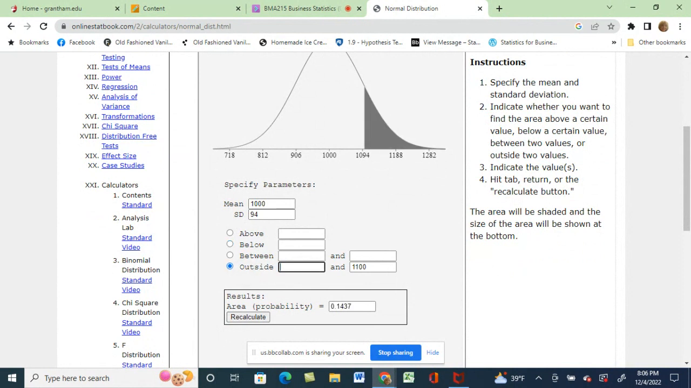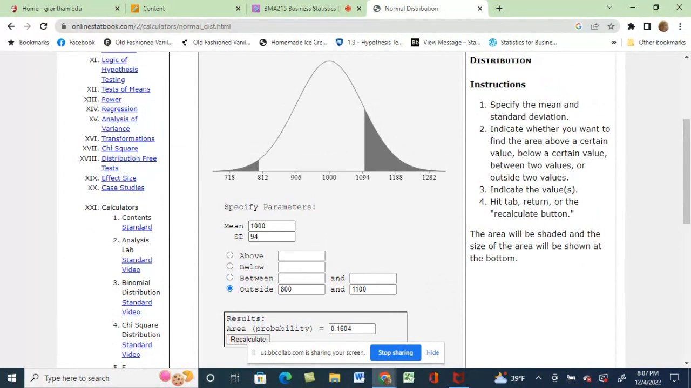Let me make that bigger. Okay, so it would be outside 800, left of 800, and outside of 1100 would be to the right of 1100. So we don't really use outside that much. We use above to the right, below to the left, or between.